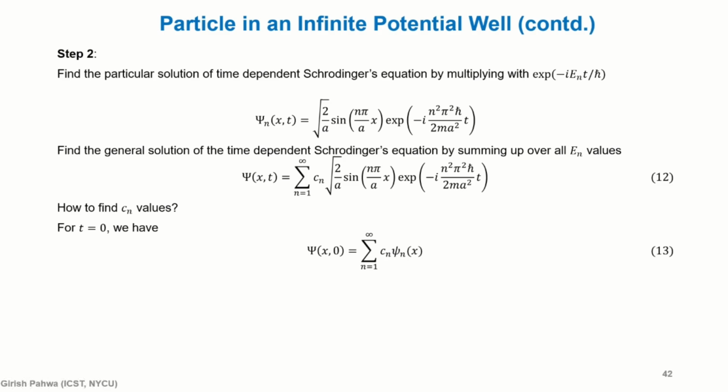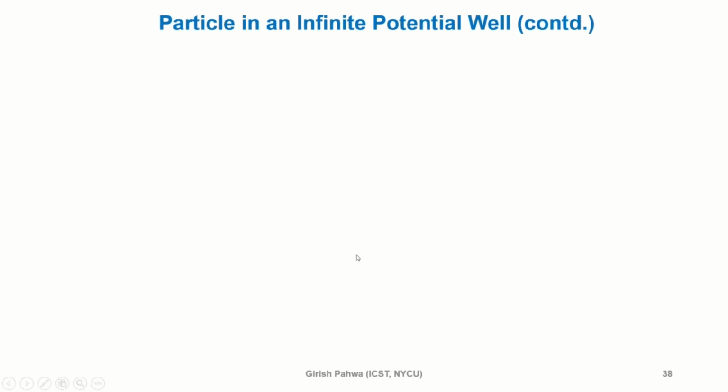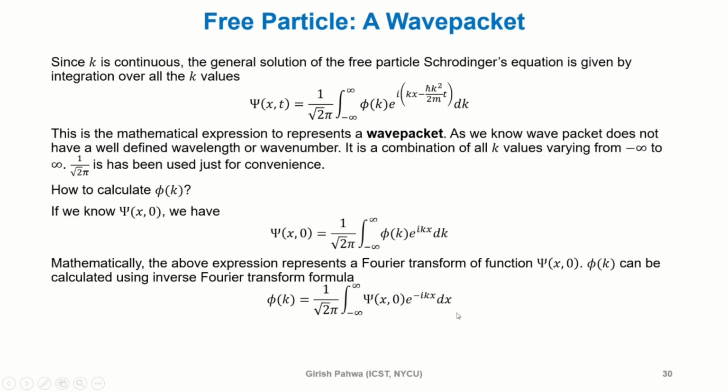I told you earlier that in the free particle case, we had some e to the power iota kx in the psi n, and then there was phi k, and I told you that, because there is an integration, that represents the Fourier transform of the psi x comma 0, and phi k we can calculate by taking the inverse Fourier transform. But I did not tell you how I reached that inverse Fourier transform equation. If we go back, here, we took the inverse Fourier transform. But how I obtained this, I did not tell you.